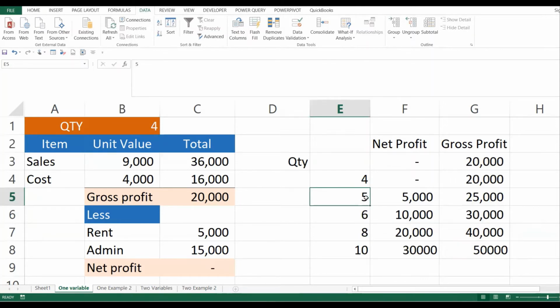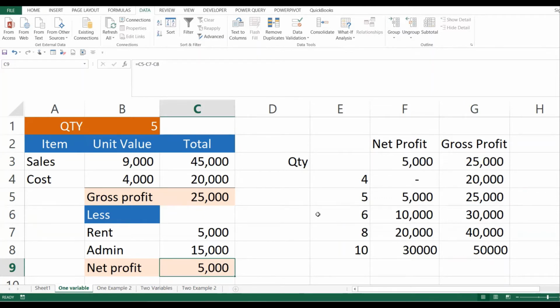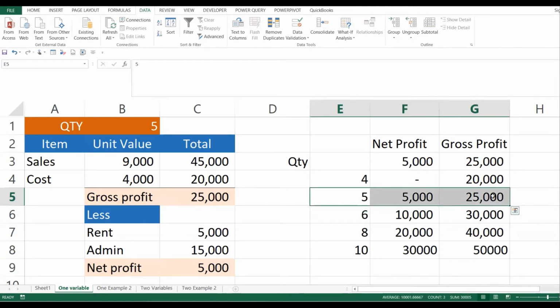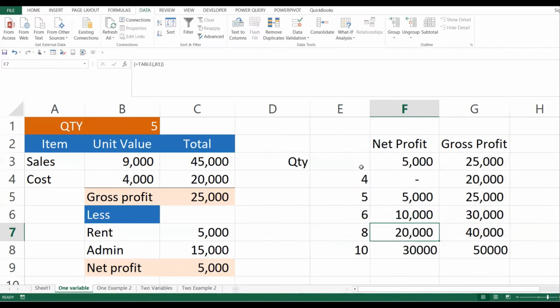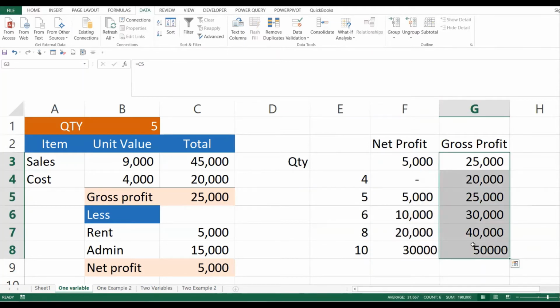Now it is telling us when the quantity is 5, our net profit is 5,000 and our gross profit is 25. We can test this by changing our quantity to 5. You can see our gross profit is 25, which is here, and our net profit is 5,000 when the quantity is 5, and so on. So this way, you can easily generate a table with varying quantities, and you get the varying net profits and the varying gross profits. Now that is one variable.